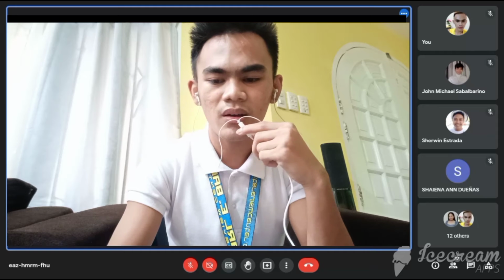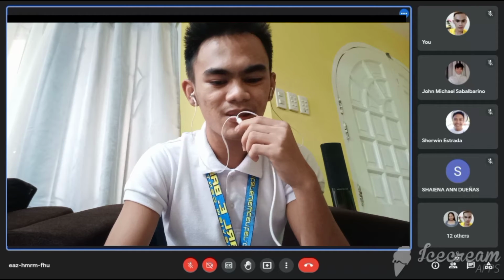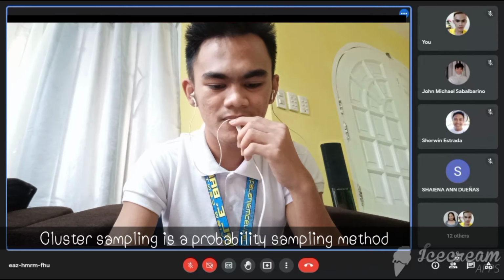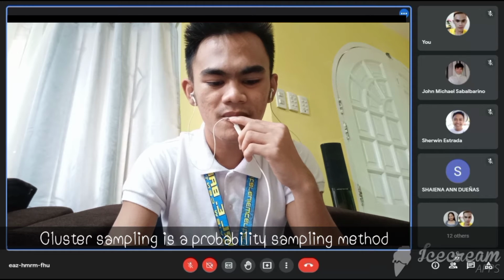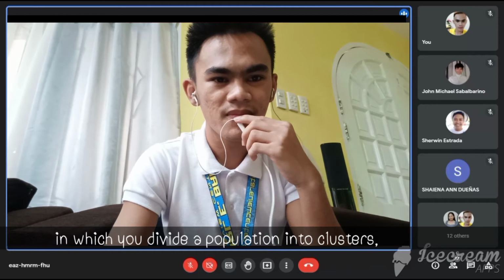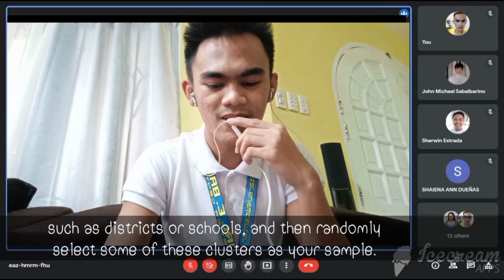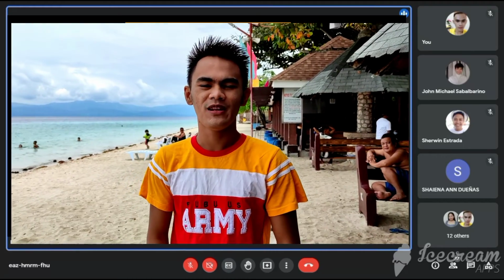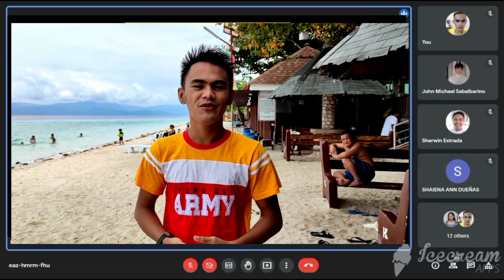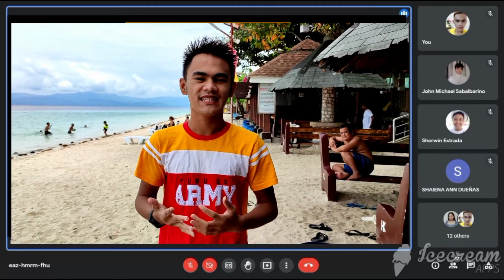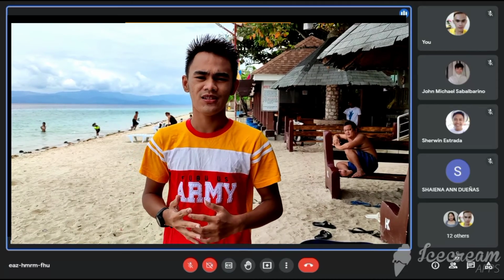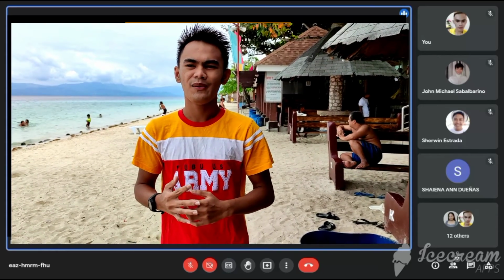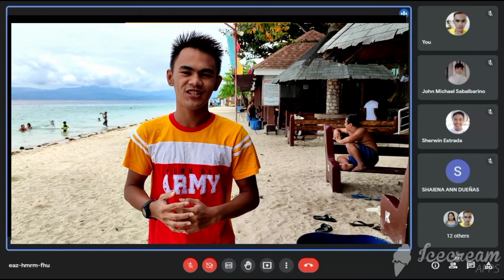And last, we have cluster sampling. Cluster sampling, or in other words, group sampling, is a probability sampling method in which you divide a population into clusters, such as districts or schools, and then randomly select some of the clusters as your sample. Due to the high number of the population, and our research is about the satisfaction of their experience, I would rather choose cluster sampling.